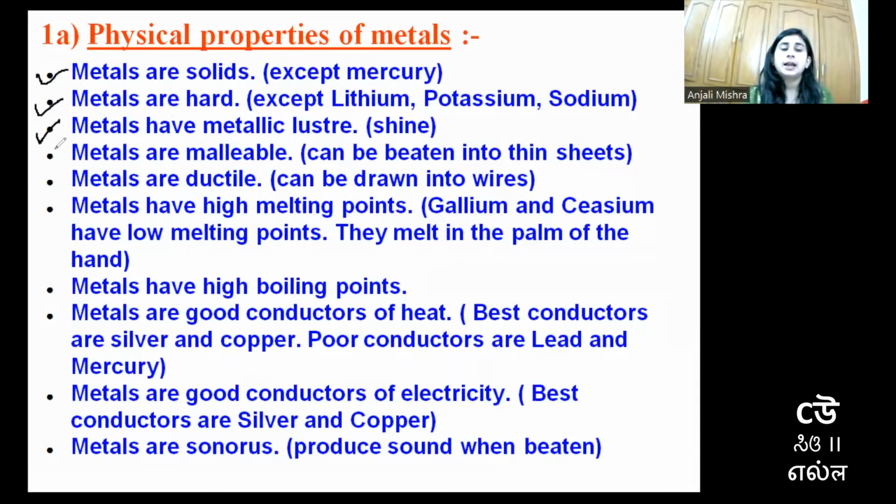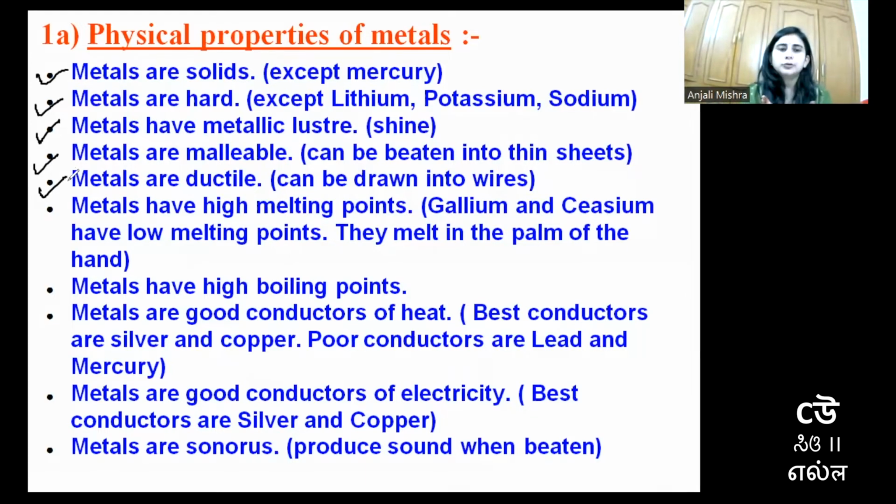Next one is, we can say metals are malleable. That means metals ek special property hoti hai that hum unhe aasani se beat karke, matlab pressure apply karke, unko thin sheets mein convert kar sakte hain. So that is how we can say that metals are malleable. Next property is metals are ductile. That means again by applying pressure or by molding them, we can draw them into wires.